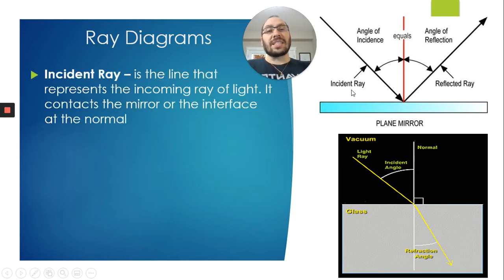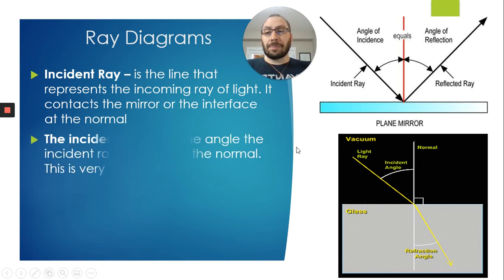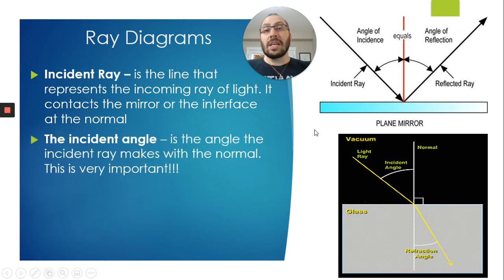The incident ray is the same on both of these ray diagrams, whether it's for reflection or refraction. The incident ray is simply the ray of light that comes in, or the ray of light that is being shone at the mirror or the interface. The incident angle is the angle we would be measuring in class or on some labs. And the incident angle is always, always, always the angle between the ray and the normal. So it's this angle right here, okay?